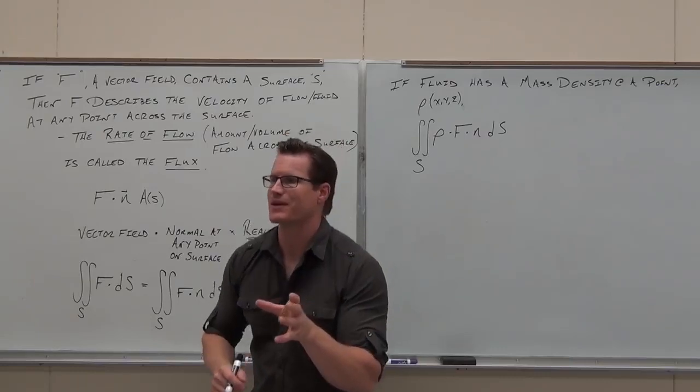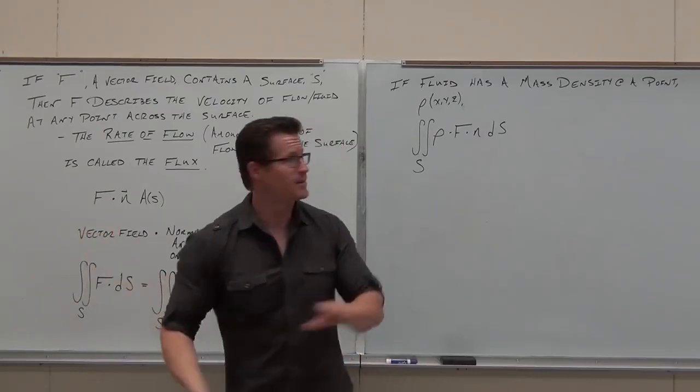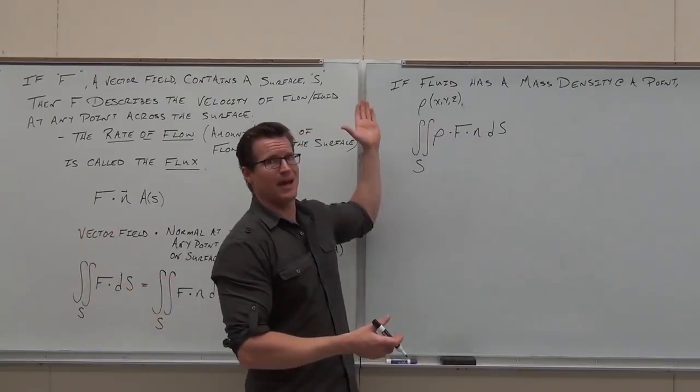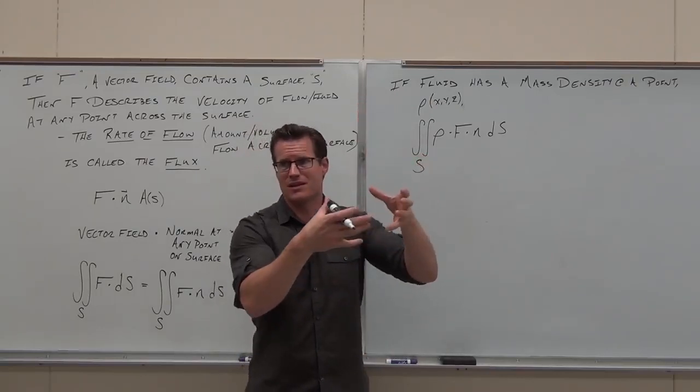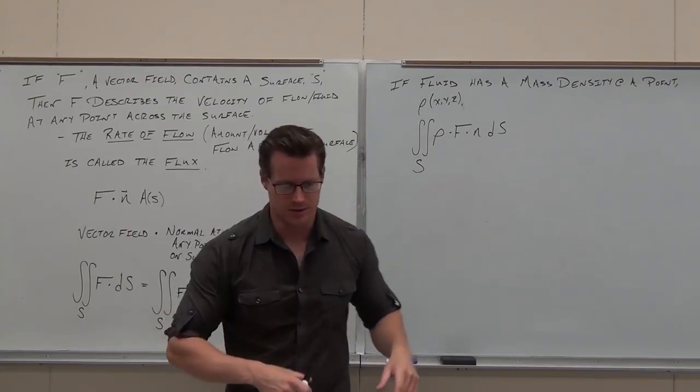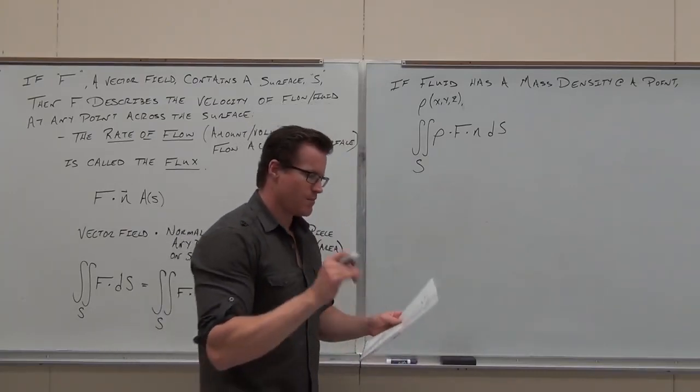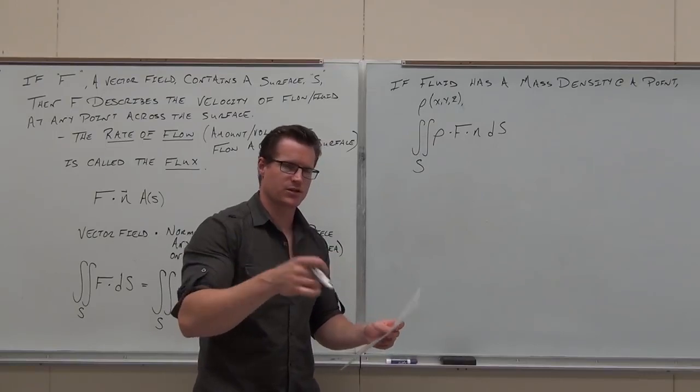Does that make sense? It's very similar to the previous concepts we've had. Amount of flow, mass of flow. Get it? Like amount of area, mass of the thing that's occupying that area. Very similar idea. So this would give you the mass of the fluid flowing across the surface S.